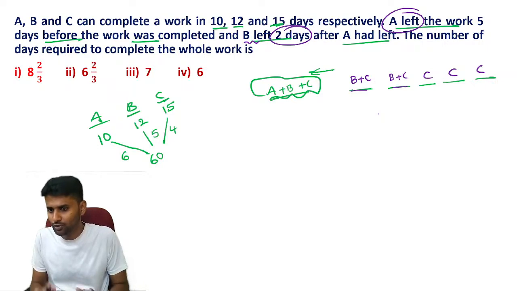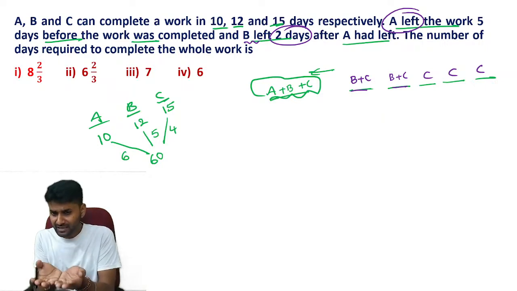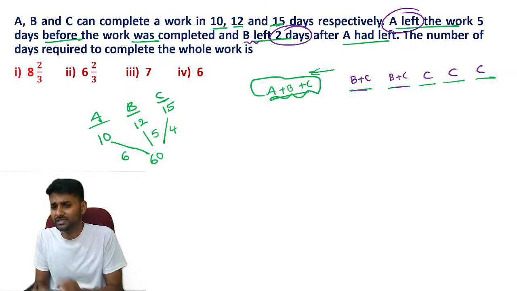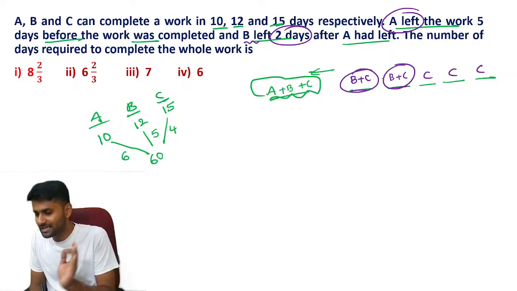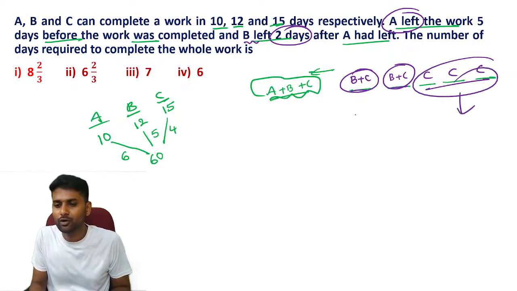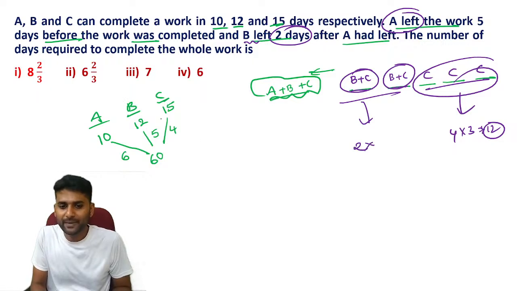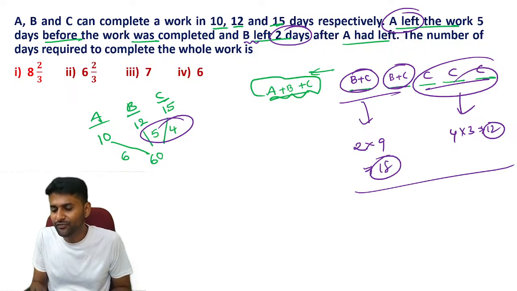Now you have to understand this. See, A left 5 days before and B left after 2 days. That's why you have to place B and C working together for 2 days and the remaining 3 days C alone completes the work. In the last 3 days, according to C's efficiency, they are going to complete 12 units. In these 2 days, B and C's efficiency is 9 units, so definitely it will complete 18 units. For the last 5 days, they completed 30 units.